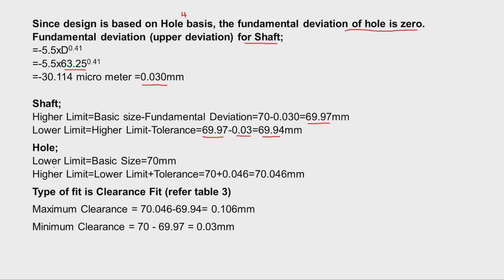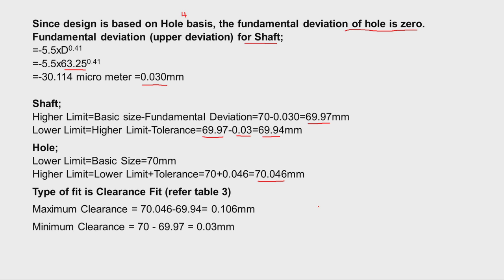Similarly, for the hole we can find the lower limit and upper limit. In this case the lower limit for the hole is 70 millimeter, the reason being that the fundamental deviation is 0, which means the lower limit of the hole will be equal to the basic size, that is 70 millimeter. The higher limit can be calculated by adding the tolerance to the lower limit. So, we get 70.046 millimeter.